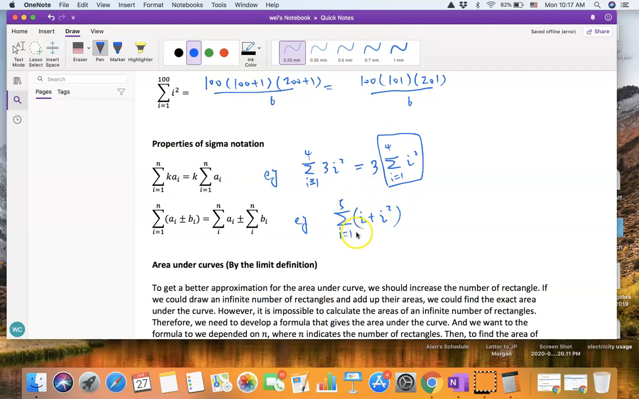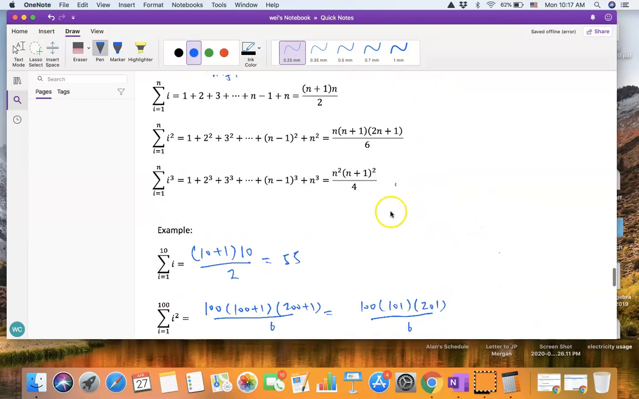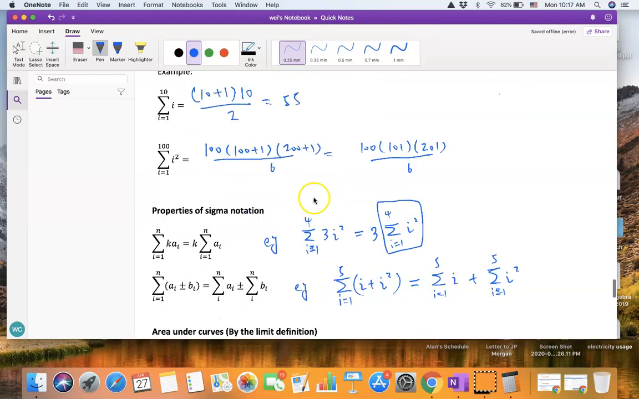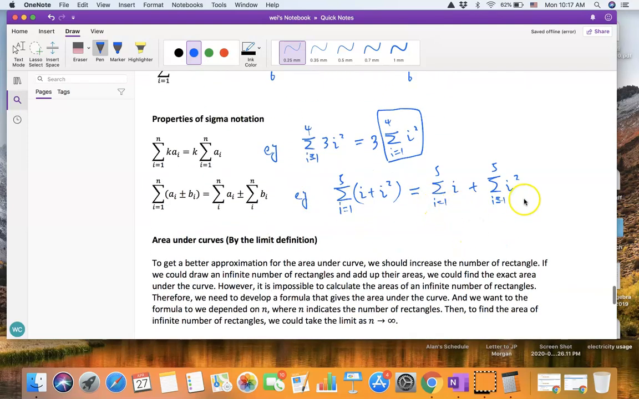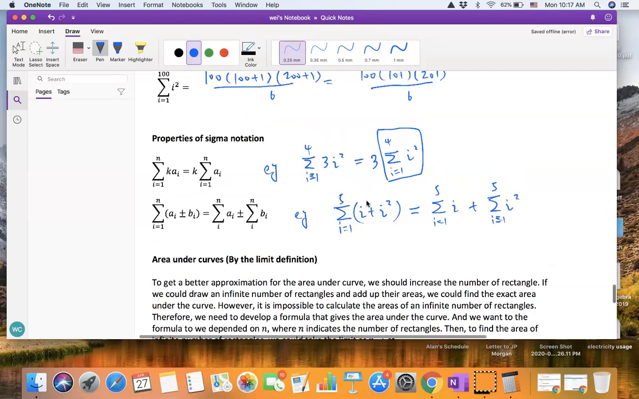Like the summation of i plus i squared, where i goes from 1 to 5. We can rewrite this into the summation of i plus the summation of i squared. Now the advantage of doing this is next we can use the formulas we learned here to figure out the result of each summation, and then we add them together, we can find the answer to this. Okay.